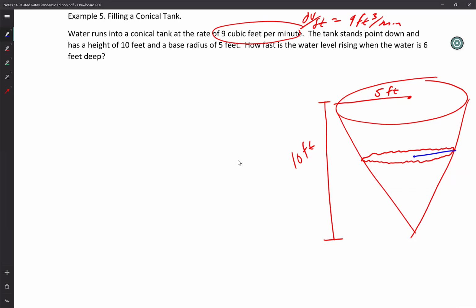Let's see. How fast is the water level rising? So I obviously need to know dH/dt. I don't know what that is right now. And do I know what R is? I don't. How fast is the water level rising when the water is 6 feet deep? I know what H is. Okay, so there it is.